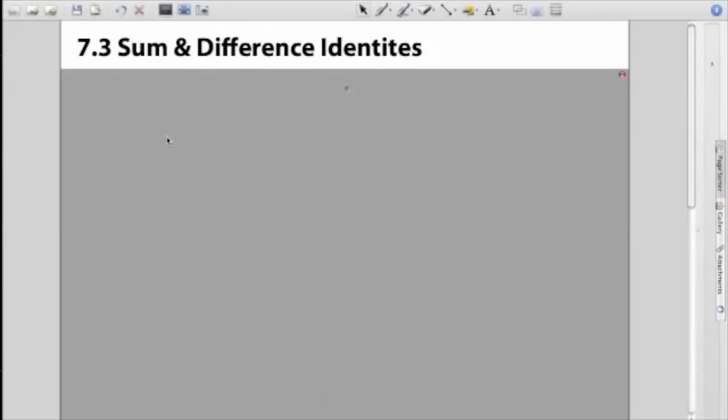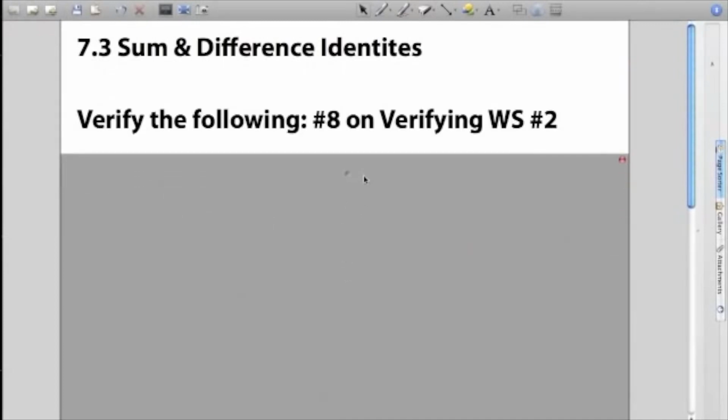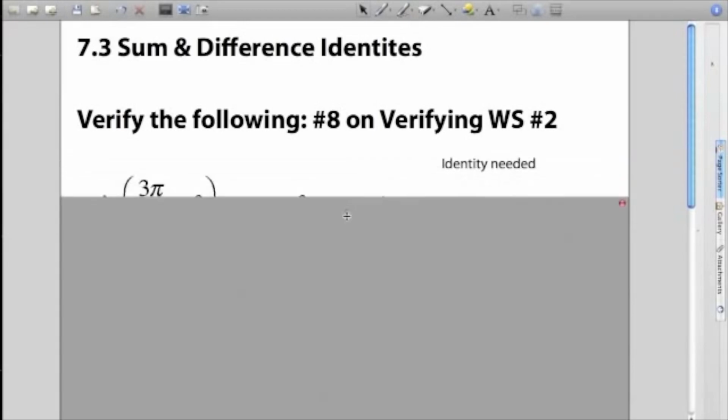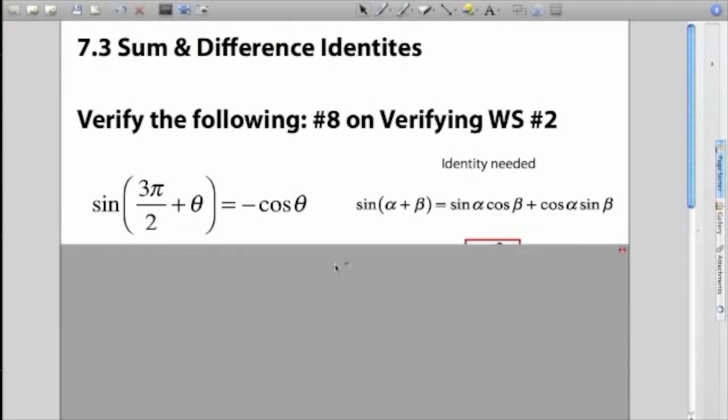It's another verify, but we're going to be using the sum and difference identities to complete this one. If you look at your worksheet, we're going to be working with number 8 on the verifying worksheet number 2. We start off with kind of a strange looking identity. It's got a couple of angles inside of sine. That's kind of what we're not really used to seeing.